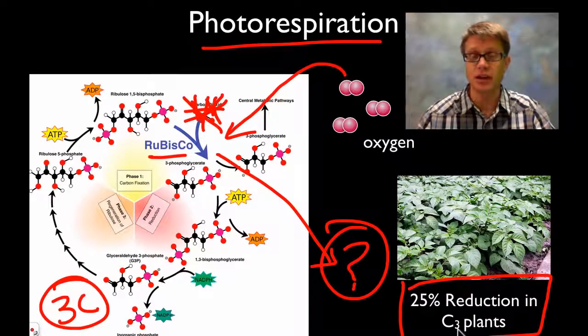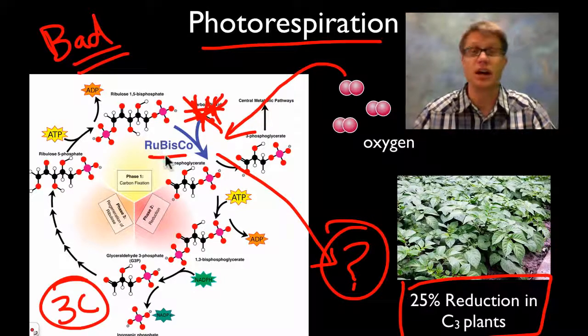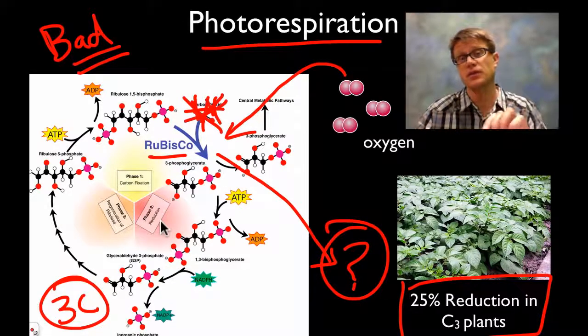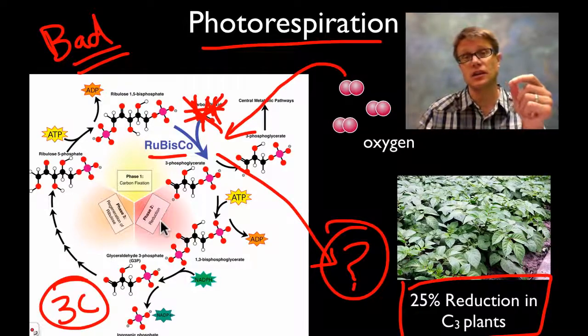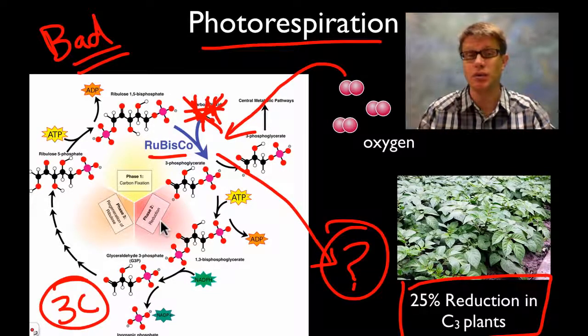So for these C3 plants, photorespiration is bad. In other words, they don't get anything out of it. And so they're going to lose based on that oxygen kind of jumping into the Calvin cycle. And so you might think evolutionarily, why would this have even evolved? Well, remember, photosynthesis shows up first, and then oxygen in the atmosphere shows up much later. And so it wasn't a problem initially, but it became a problem.